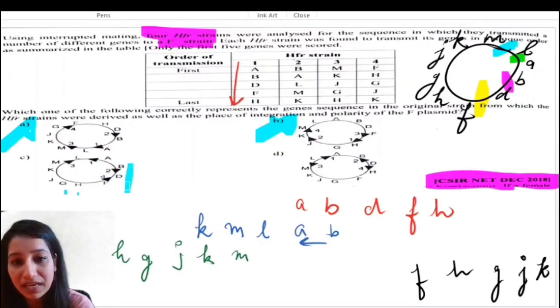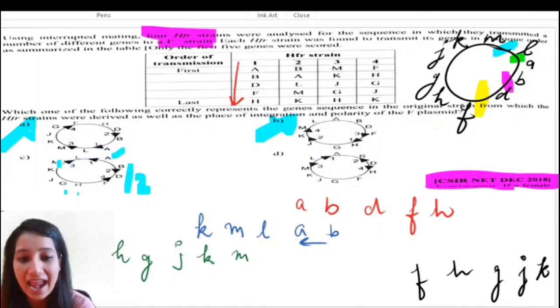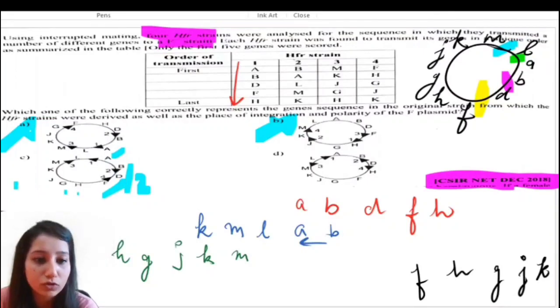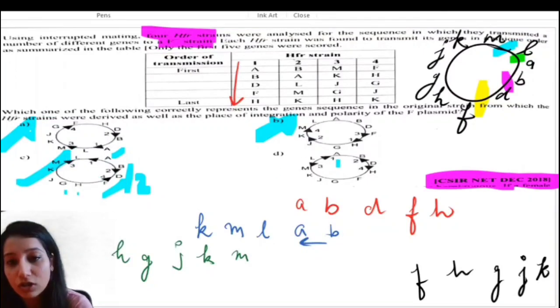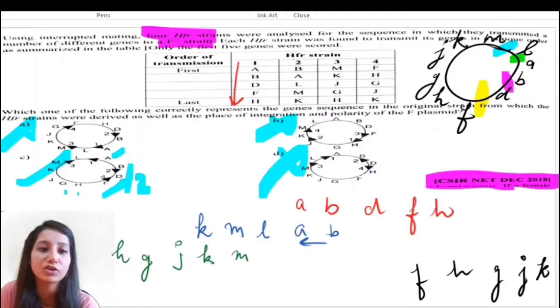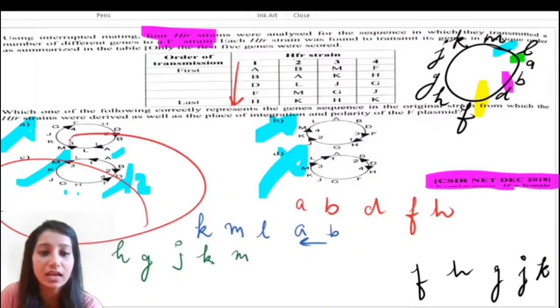One should be between B and D of the second one, then one should be between A and L of the first one, one between L and M, and one between F and D. Okay, so this is correct. Now let's see option D also: A, B, D, H, F. No, F should be with D. So this is also incorrect. Option C is totally correct.